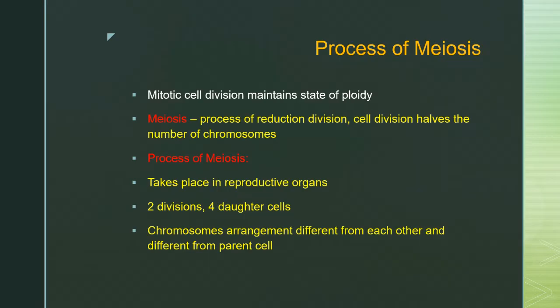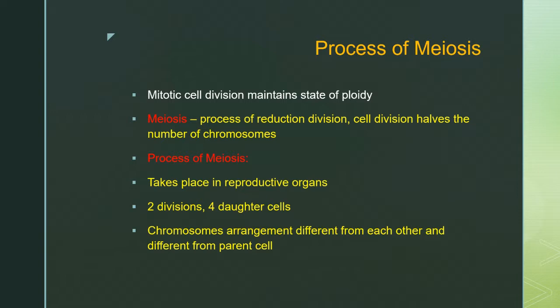So, meiosis. Now this is different from mitosis, don't get them mixed up. Meiosis is a wee bit difficult, but basically it's essentially mitosis occurring twice. So, it's the mitotic cell division maintaining the state of ploidy, as I have it spelt. That's not really exactly the definition you want to know.